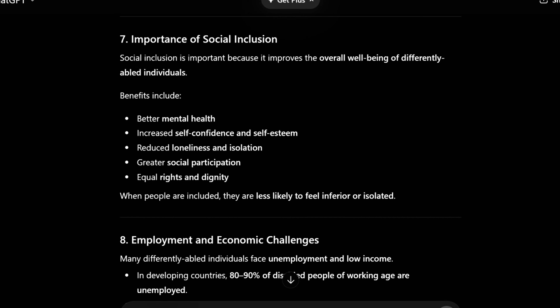7. Importance of social inclusion. Social inclusion is important because it improves the overall well-being of differently abled individuals. Benefits include better mental health, increased self-confidence and self-esteem, reduced loneliness and isolation, greater social participation, equal rights and dignity. When people are included, they are less likely to feel inferior or isolated.